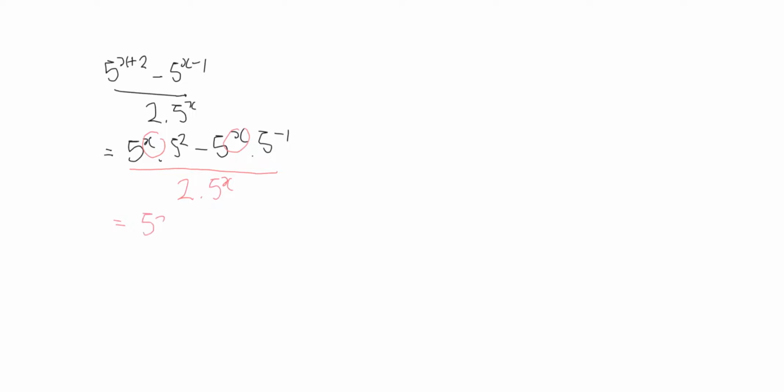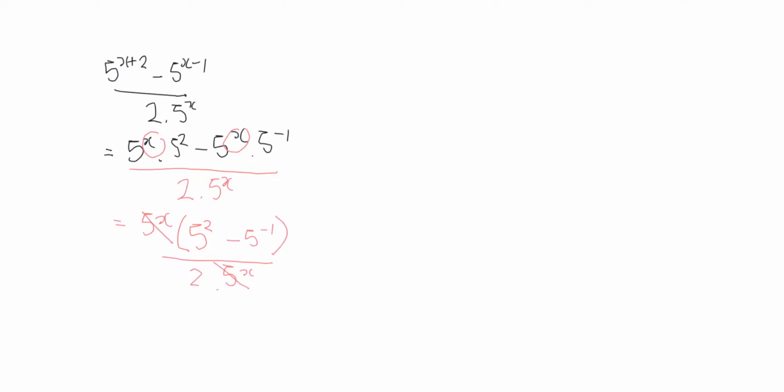If I take it as a common factor, what am I going to be left with? Can you see that you're left with 5 to the power of 2, subtract 5 to the power of -1, because you've taken that one as a common factor. And then we are still dividing by 2 multiplied by 5 to the power of x. And now, since you are dividing, and there's a multiplication sign, can you see that this one and these ones are going to cancel, right?